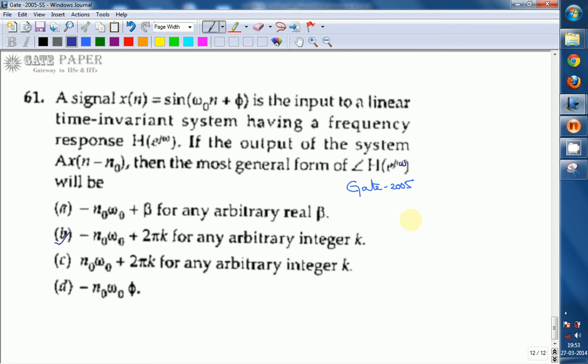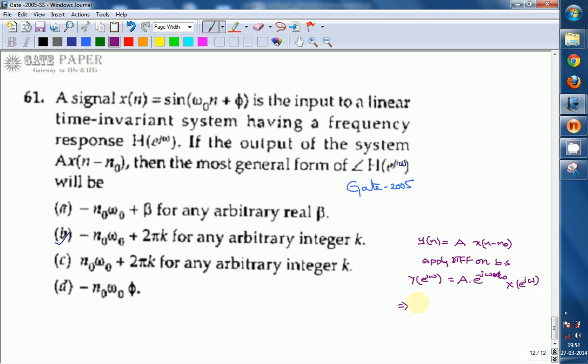So now we'll see here. Given that the output of the system is y of n equals A into x of n minus n naught, then by applying the Fourier transform on both the sides, by using the time shifting property, we get Y of e power j omega equals A into e power minus j omega n naught into X of e power j omega.